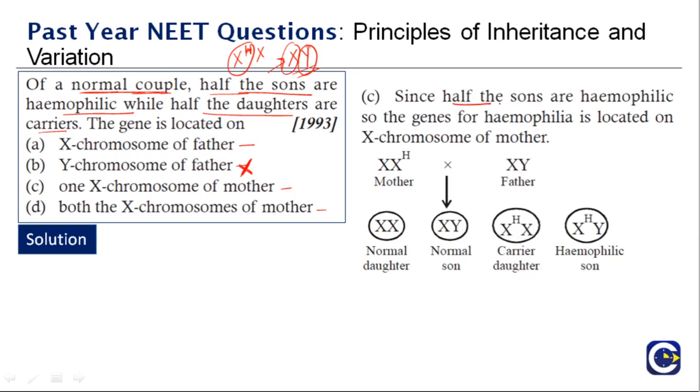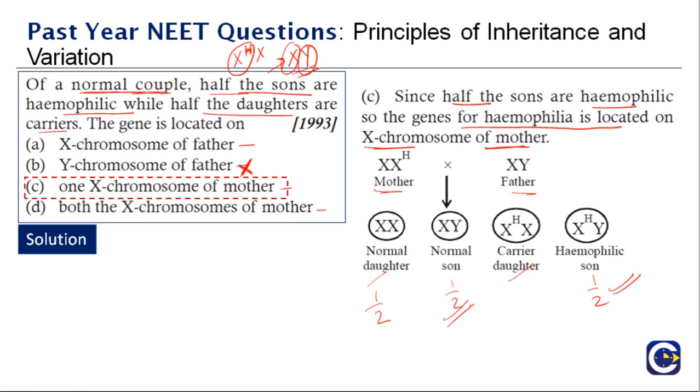Since half the sons are hemophilic, the gene for hemophilia is located on the X chromosome of the mother. You see, this is the normal daughter, this is the carrier daughter. So half the daughters are carriers, and half the sons are hemophilic, half of them are normal. So the right answer is C.